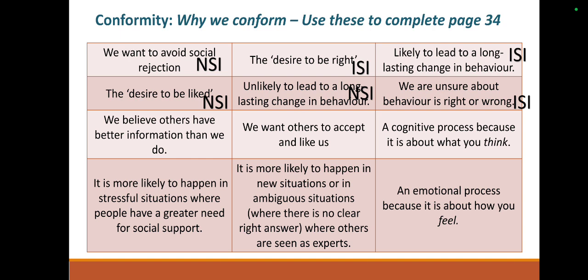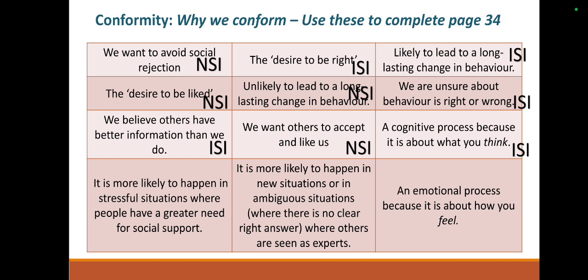Next one, we believe that others have better information than we do. Also informational social influence because it's about seeking information or guidance. We want others to accept and like us is normative. A cognitive process because it is about what you think. So this is informational social influence because you're questioning what you know. So it's about what you think.